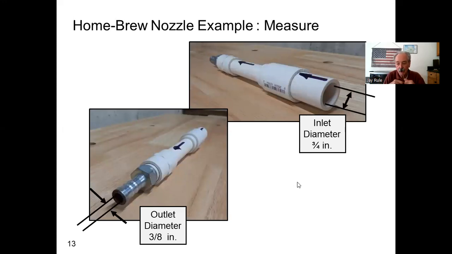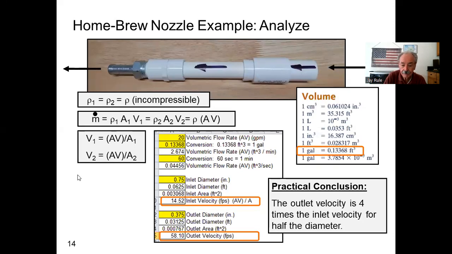So I went offline and measured the inlet and outlet diameter of our homebrew nozzle. Inlet diameter is 3/4 of an inch, nearly exactly. And outlet diameter is 3/8 of an inch. Okay, got it. Now write that down on paper. All right, so here's the solution.